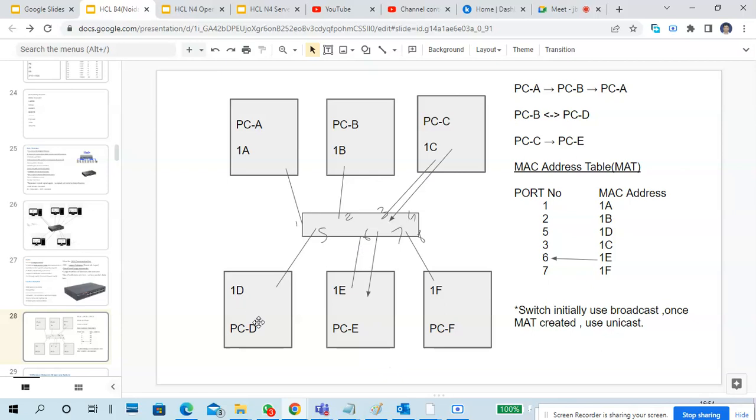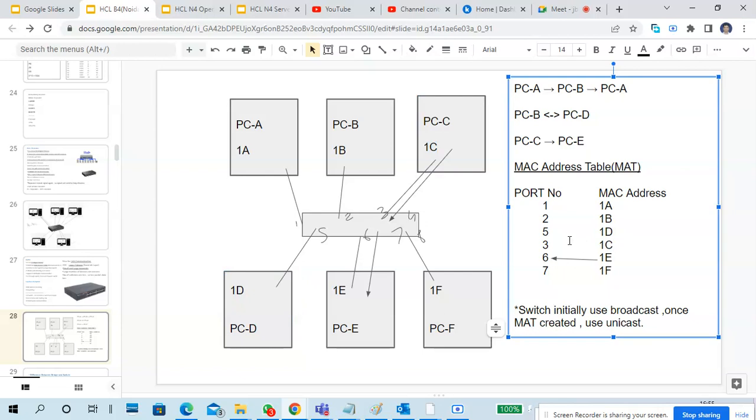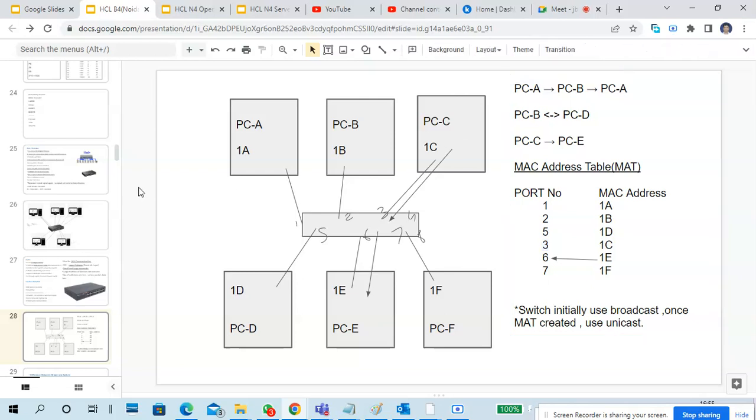For example, PC D sends a packet to PC C. Okay, so the destination MAC address is 1C. The packet is sent, so the switch checks the packet. The destination is 1C. Where is 1C located? Port number 3. So it will forward the packet to port 3 and C receives it. That is how a switch works. Okay, it is not like that.